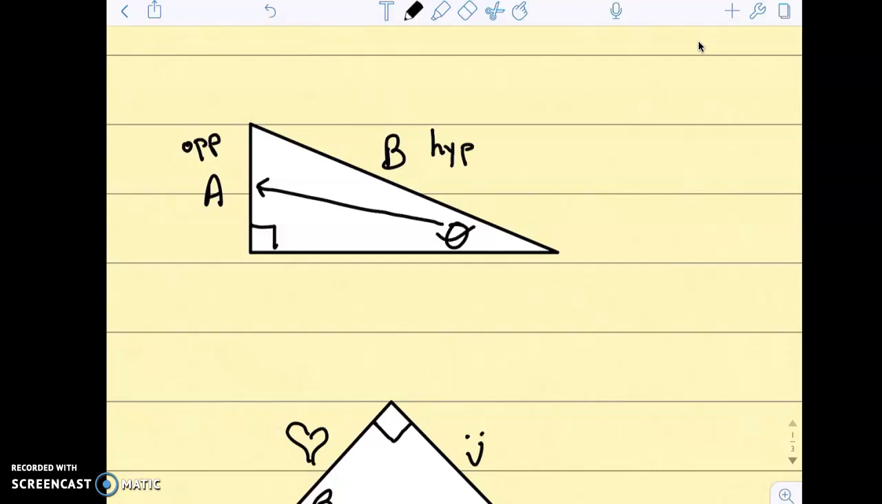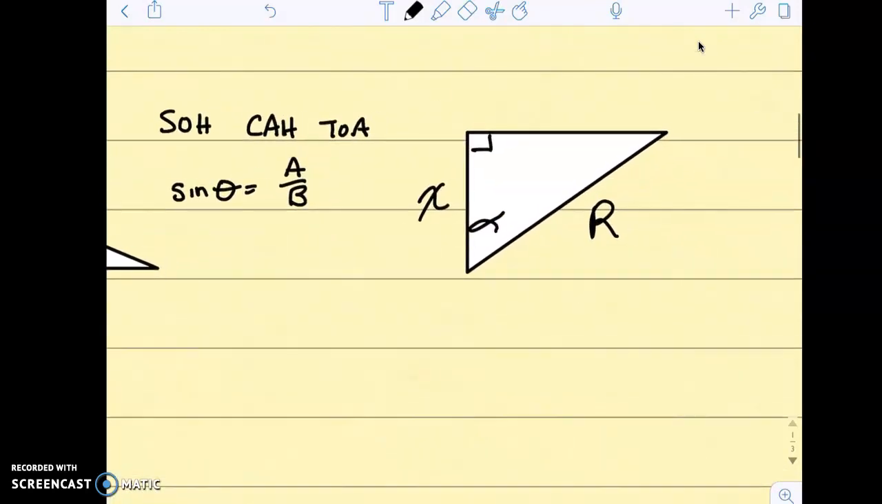So if I have opposite and hypotenuse, and I go back to SOH, CAH, TOA, which one of those is opposite and hypotenuse? The sine of theta is A over B. Cool. Let's go to our next one.